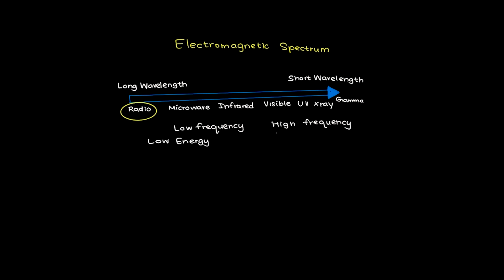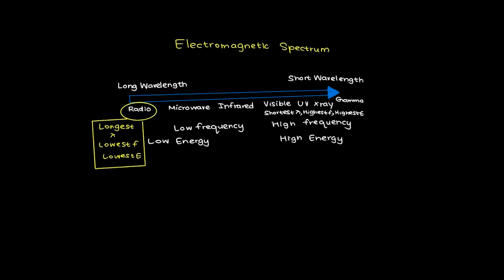Radio waves are at the far end of the spectrum. Longest, slowest, weakest. Gamma rays are the opposite extreme. Shortest wavelength, highest frequency, highest energy. X-rays and ultraviolet are also high energy, short wavelength radiation, just not quite as extreme as gamma rays.